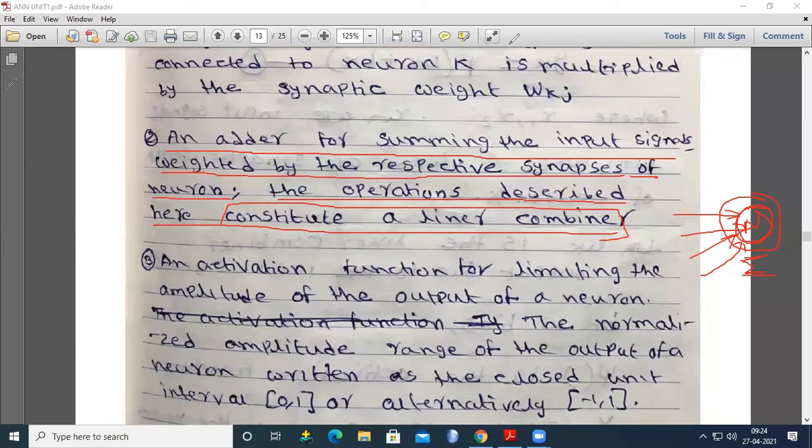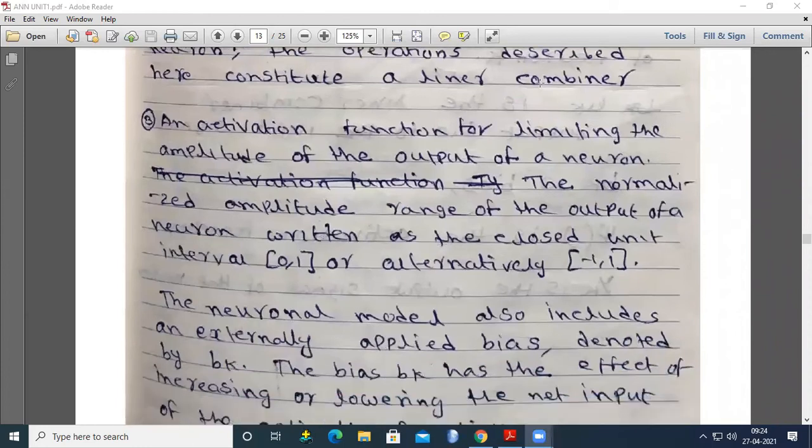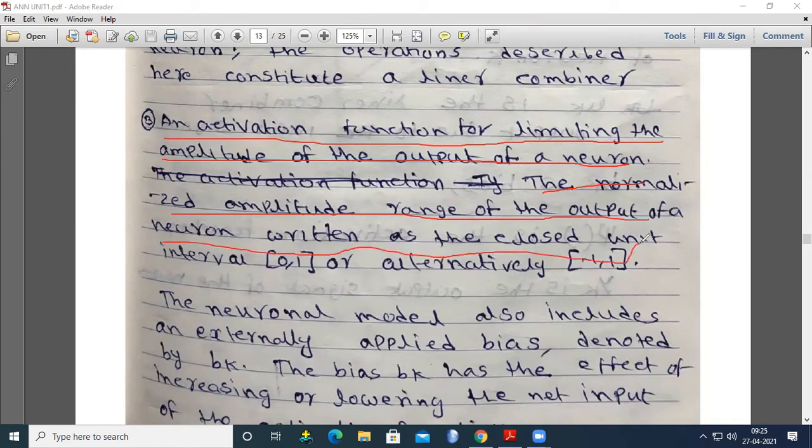Third one, an activation function for limiting the amplitude of the output of a neuron. The normalized amplitude range of the output of a neuron is written as the closed unit interval 0 to 1, or alternatively -1 to 1.